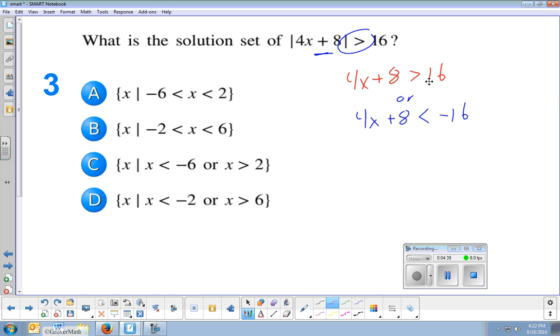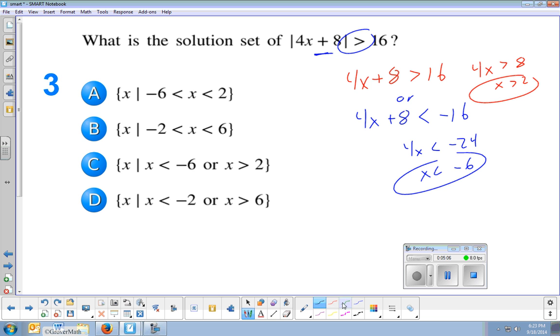This one in red, let's see, we would minus 8, make it 4x is greater than 8, and divide by 4, so x is greater than 2. And this blue equation, when you would minus 8, you'd get 4x is less than negative 24, and x is less than -6. And so you end up with two completely different inequalities, but you would combine them with an OR symbol.